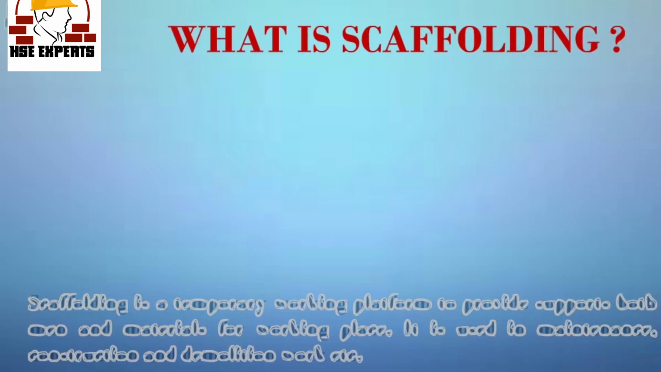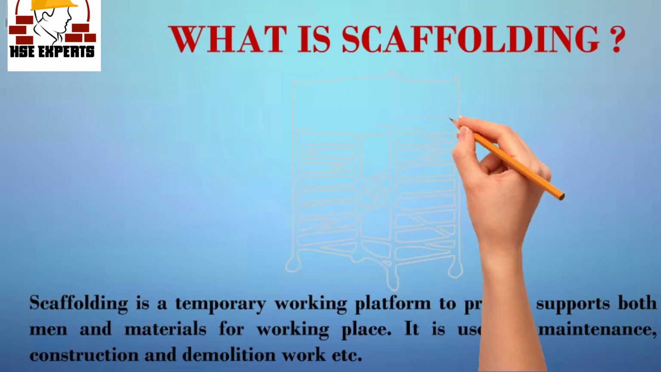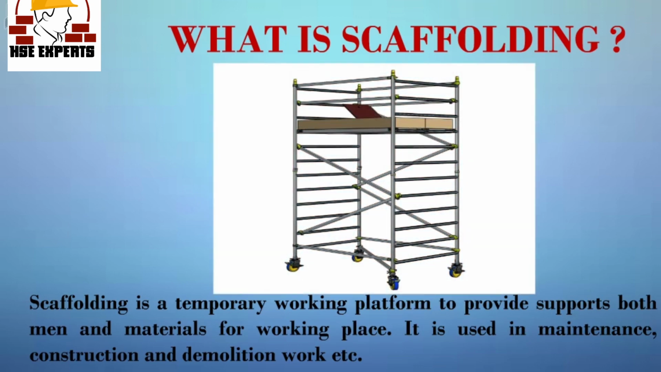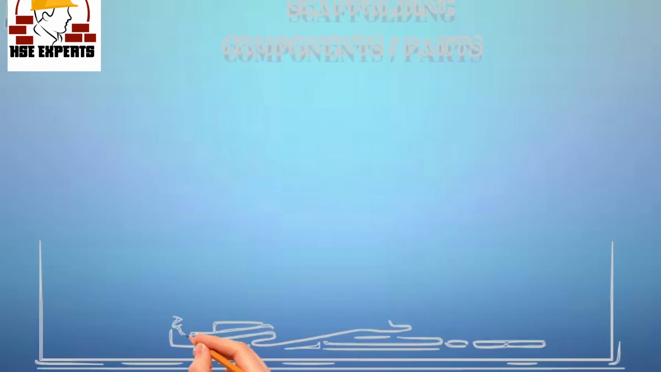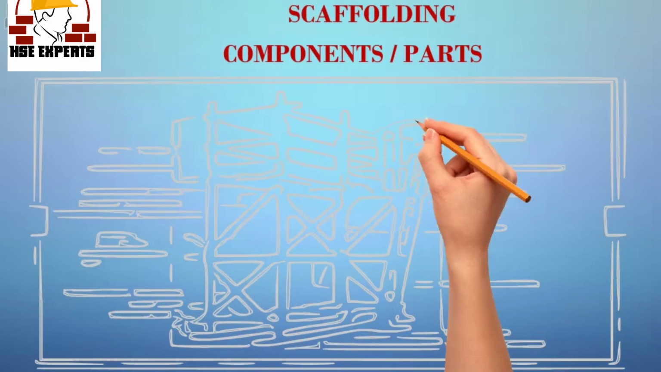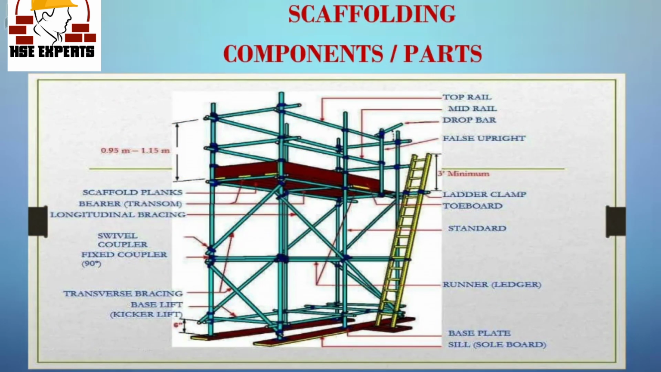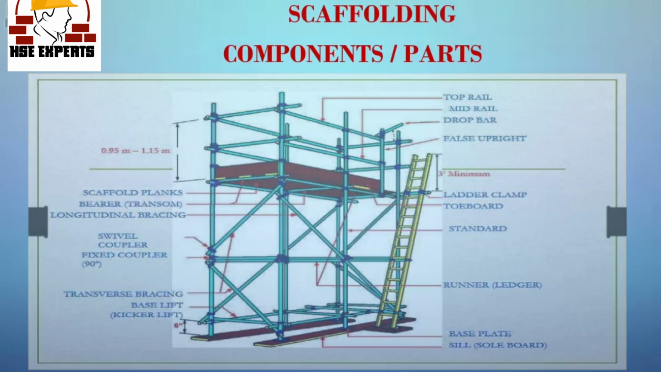What is scaffolding? Scaffolding is a temporary working platform to provide support for both men and material at the working place. It is used in maintenance, construction and demolition work. Scaffolding components: there are 19 scaffolding components. Let us start the video now so that we will understand all components.